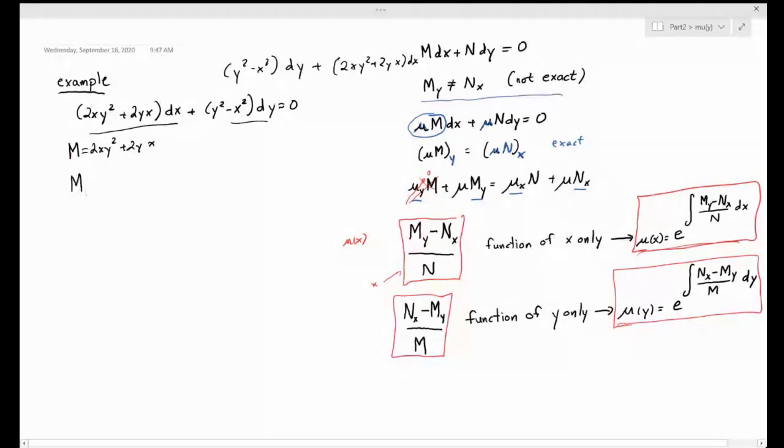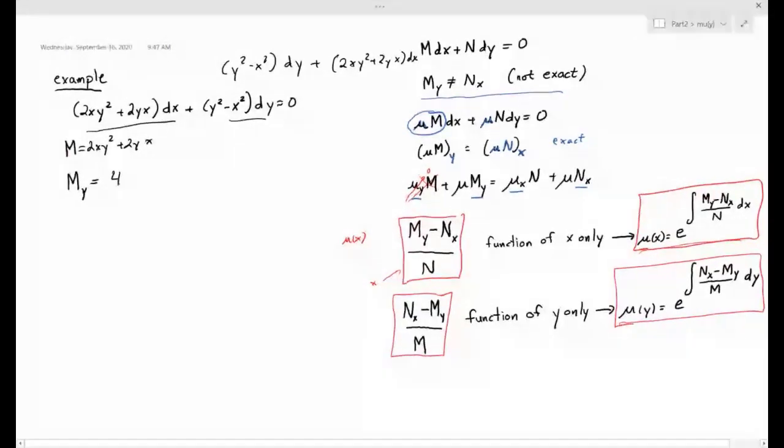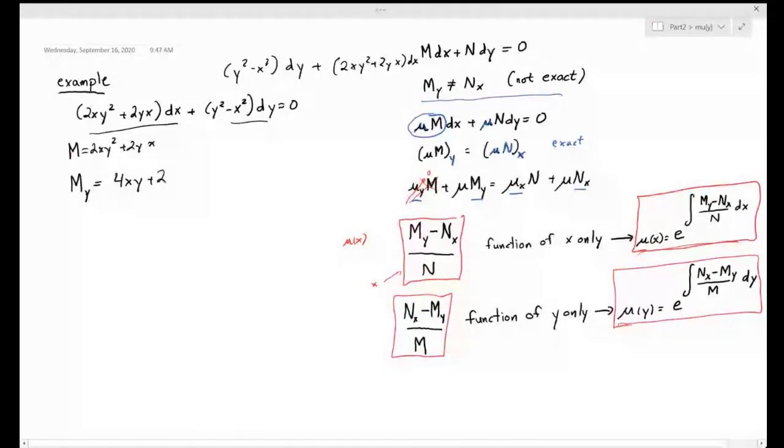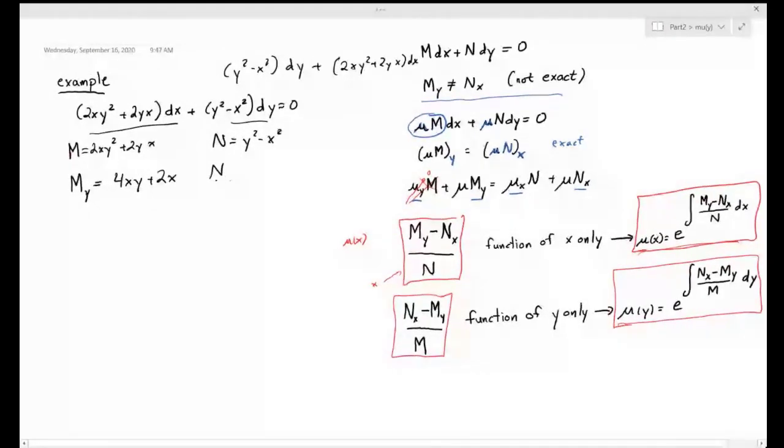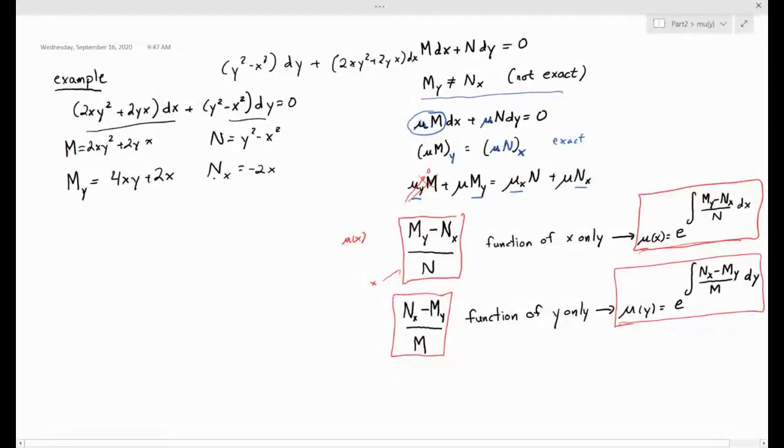The derivative of m with respect to y is 4xy plus 2x. The derivative of n with respect to x is minus 2x. All right, so those are clearly not equal. So this is not exact. So we will try to find an integrating factor, and I hope that the professors were kind, and then the integrating factor is either a function of x or a function of y.